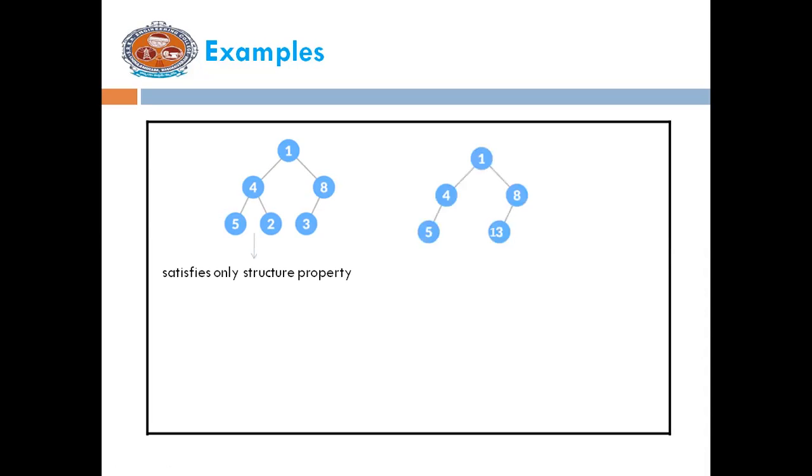And the next example satisfies the heap order property. See here, it's a min binary heap. So for any node, the value is less than its children: 1, 8, 13. But it doesn't satisfy the structure property, because see here, 4 has only one node. After filling this node, only then should we insert 13 as a child of 8. So it doesn't satisfy the structure property.